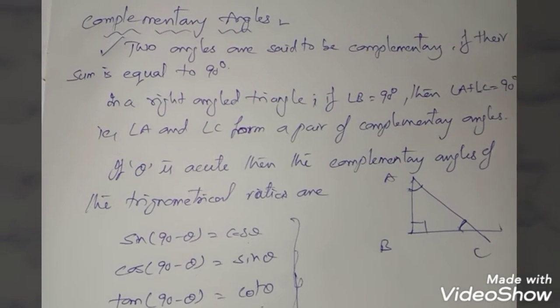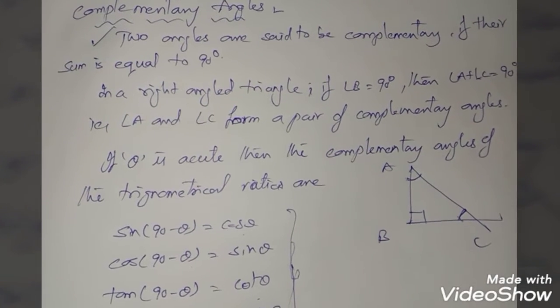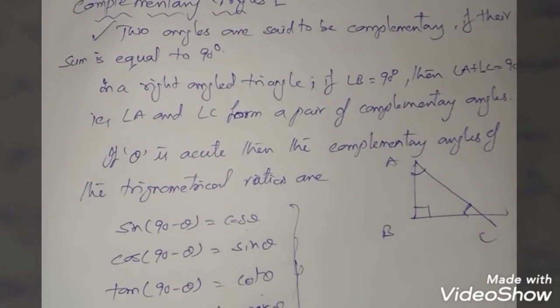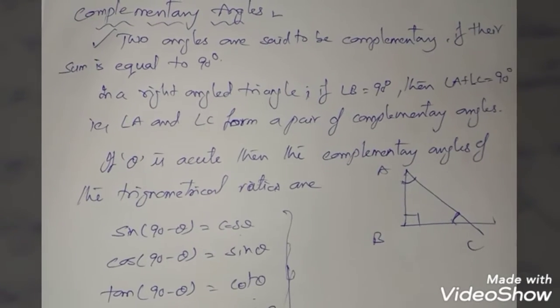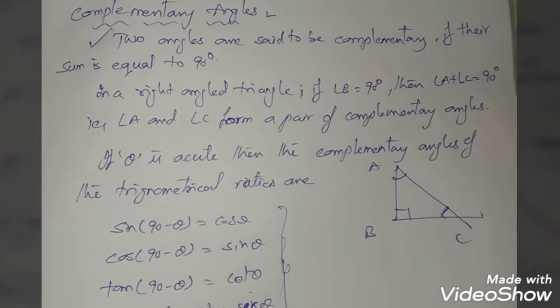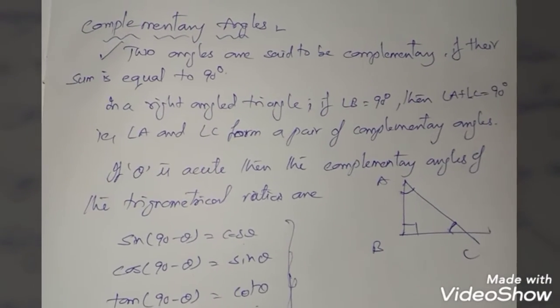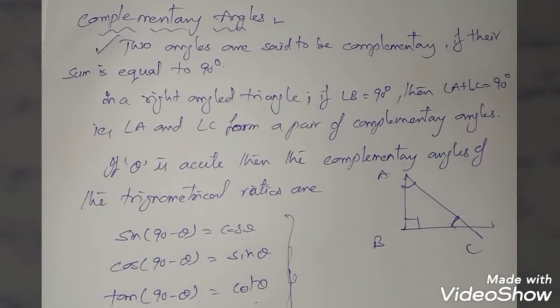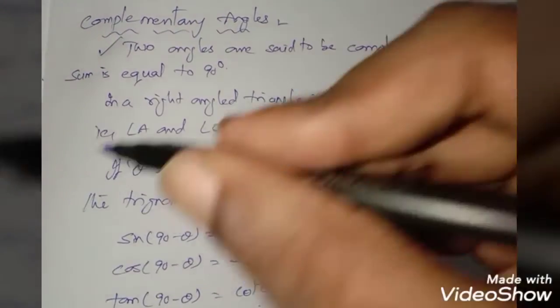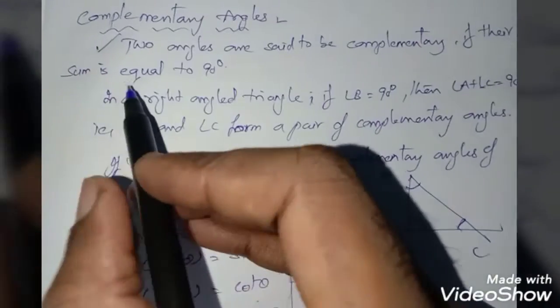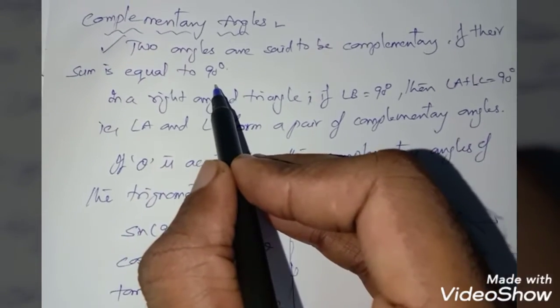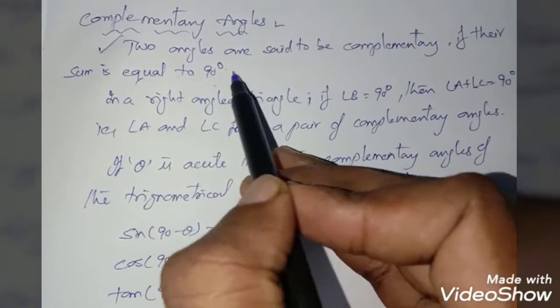So students, yesterday we learned about exercise 11.2, totally based on trigonometrical values. Today we are going to learn what a complementary angle is. As per previous classes, two angles are said to be complementary if their sum is equal to 90 degrees. This definition we have learned in a previous class.